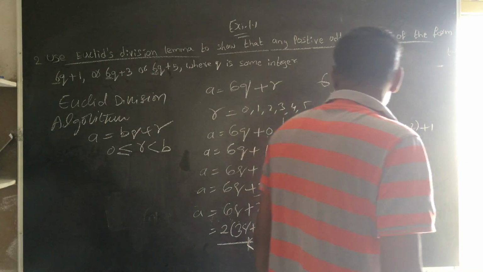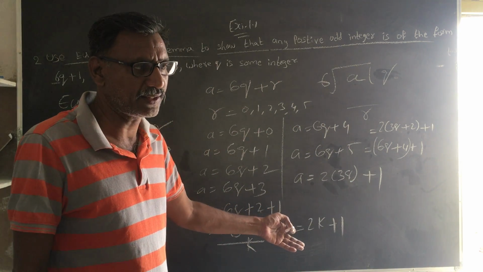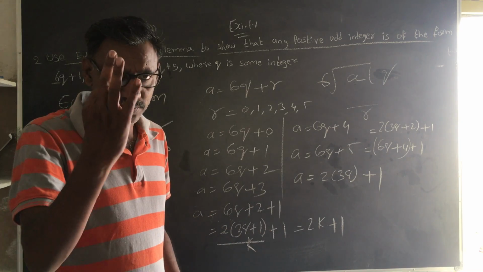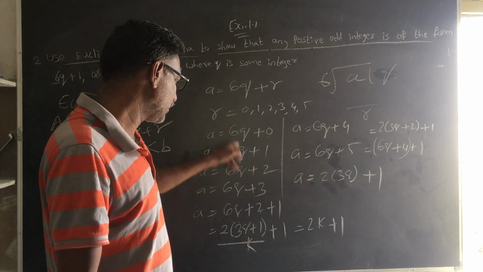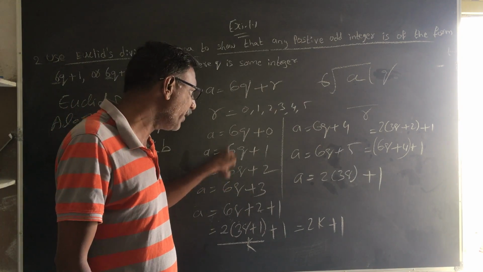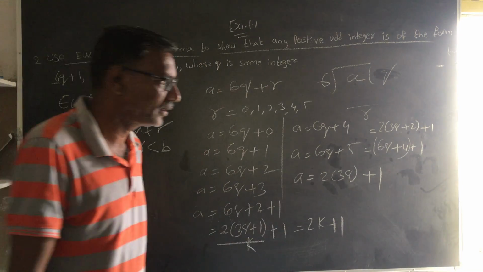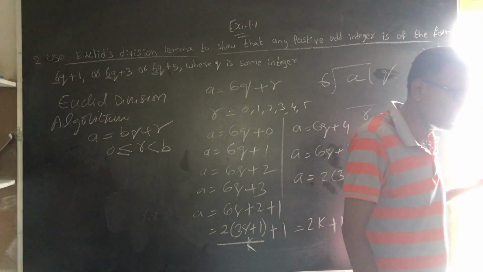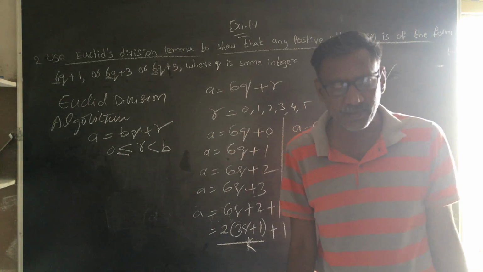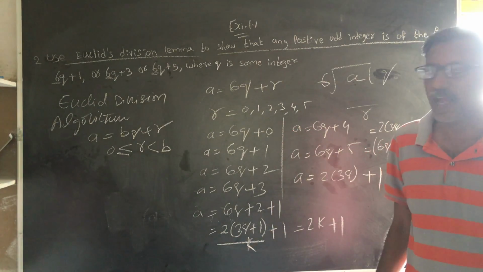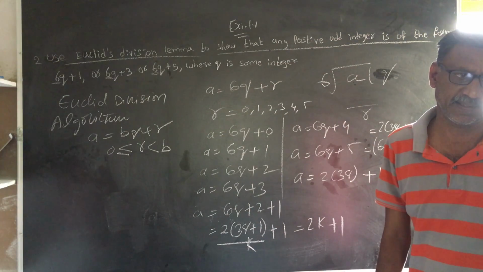Okay. So from all possible positive integers, I have 3 odd positive integers. Those are 6q plus 3, 6q plus 1 and 6q plus 5. You write it down at last: 6q plus 1, 6q plus 3 and 6q plus 5 are the odd positive integers among all 6 positive integer forms. Okay?